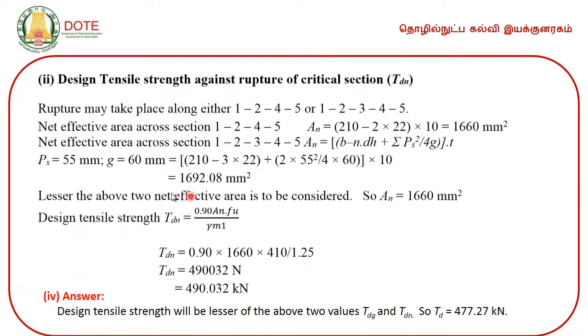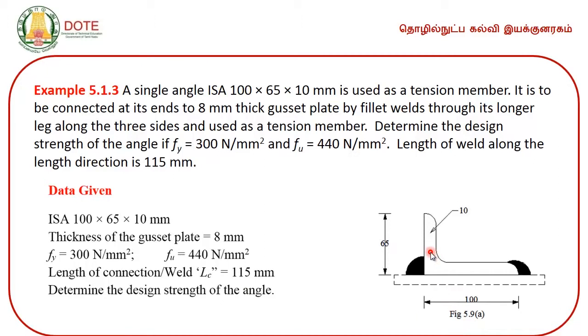By doing so, the lesser net area An is found to be 1692.08 millimeter square, and substituting the relevant values, we get the design tensile strength of the given plate against rupture of critical section as 490.032 kilonewton. Again, the design tensile strength of the member is the lesser of these two. So, the design tensile strength of the plate having holes in the given example is found to be 477.27 kilonewton.